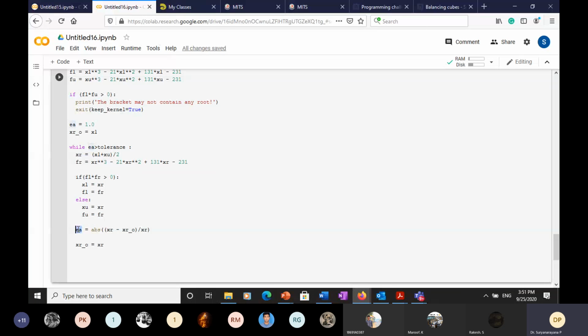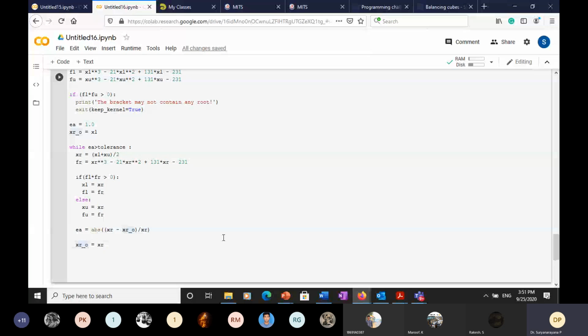I'm storing it here. Now, the last step in the iteration is for the next time, whatever this root I have now in this iteration, for the next iteration it is the old one, right? So I have to save it. I'm saving it, I'm overwriting.